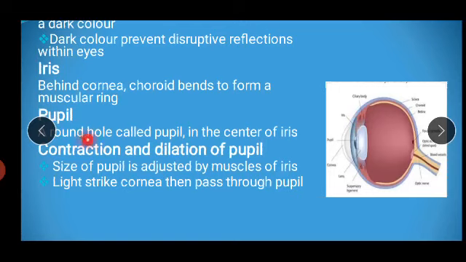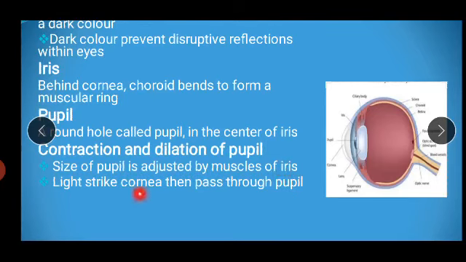Now what is the pupil? A round hole called the pupil is in the center of the iris. In the center of the iris, you can see a hole. This is the pupil. Contraction and dilation of the pupil: because of the iris muscle, the iris consists of a muscular ring, and muscles can contract and dilate. Because of this muscular contraction and dilation, the size of the pupil is adjusted. The size of the pupil is adjusted by the muscles of the iris.